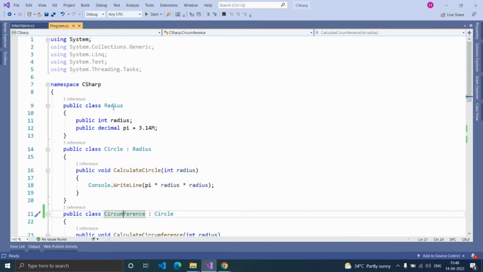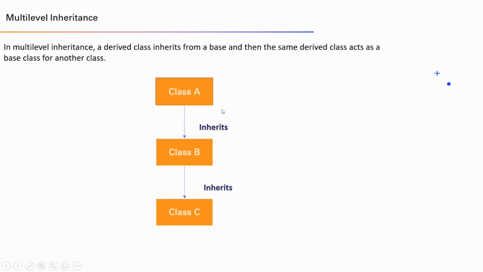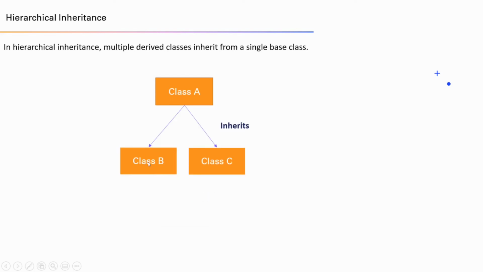So here radius is a base class for circle, and circle is a base class for circumference, and circumference and circle are derived classes also. This level of inheritance is called multi-level inheritance. A single derived class inheriting from a single base class is called single inheritance. A derived class inherits from a base class, and the same derived class acts as a base class for another class, is called multi-level inheritance. Multiple derived classes inheriting from a single base class is called hierarchical inheritance.